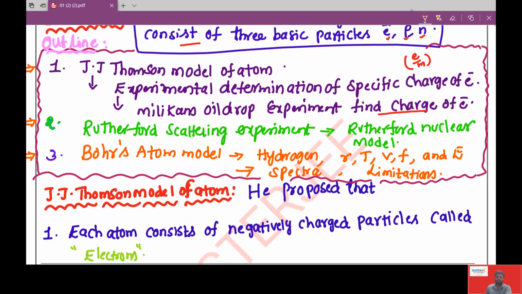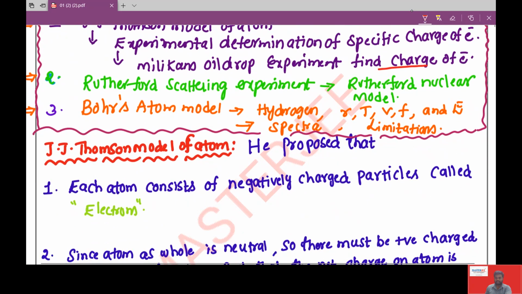Then second one, the Rutherford scattering experiment. When alpha particles are incident on gold foil, the scattering angles will vary, and we'll get some conclusions. Those conclusions are very important. And later Rutherford gave one model, that is the nuclear model, which is related to these observations of Rutherford scattering. Next, Bohr's atom model, and in that we'll discuss the hydrogen radius, time, velocity, frequency and energy. And we'll discuss hydrogen spectra.